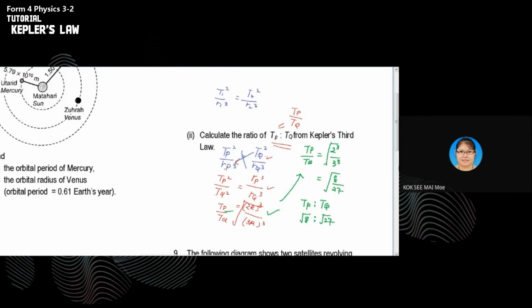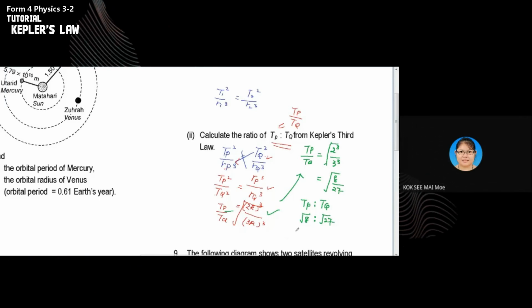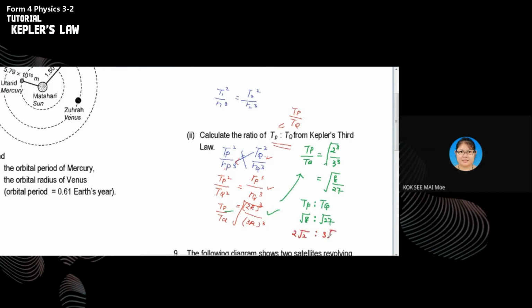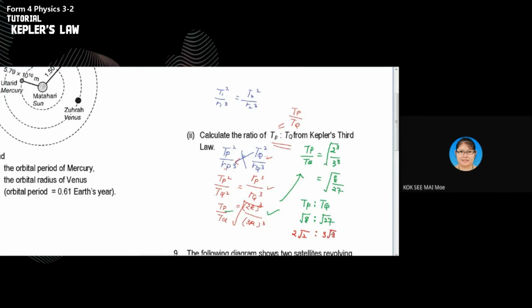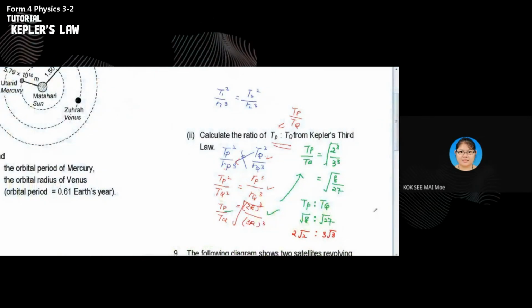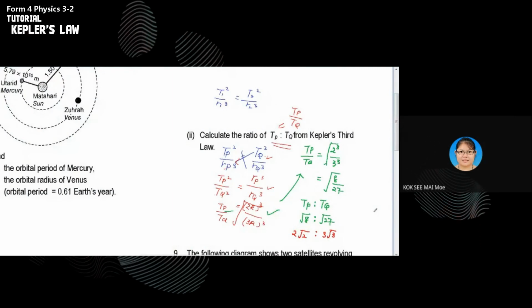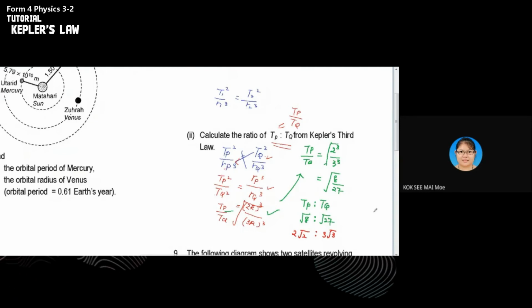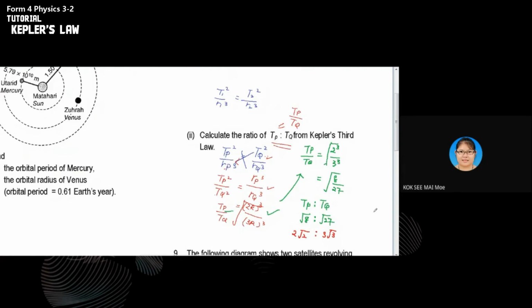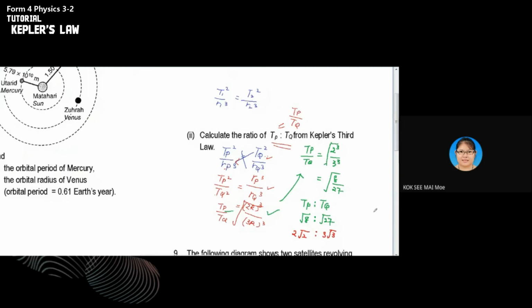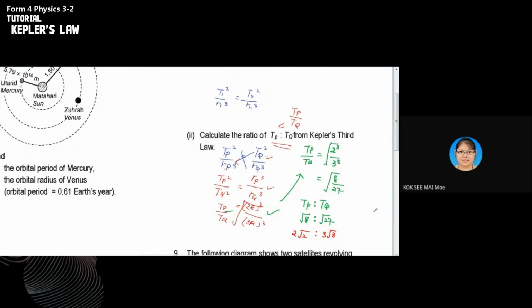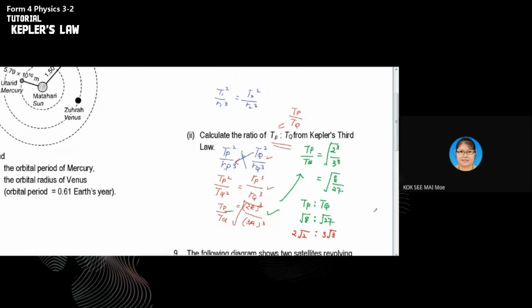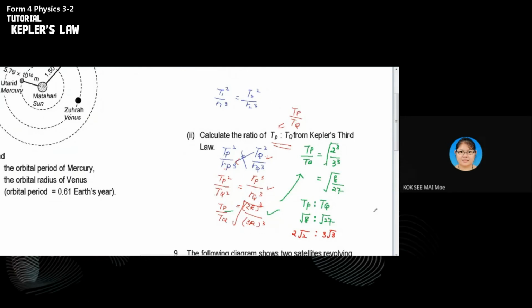Some people can still write it shorter: 2 square root 2 over 3 square root 3. It's the same answer. Okay, anybody want to ask? Number 2, Kepler's law, how to create this equation, final answer for ratio TP and TQ. So understand?